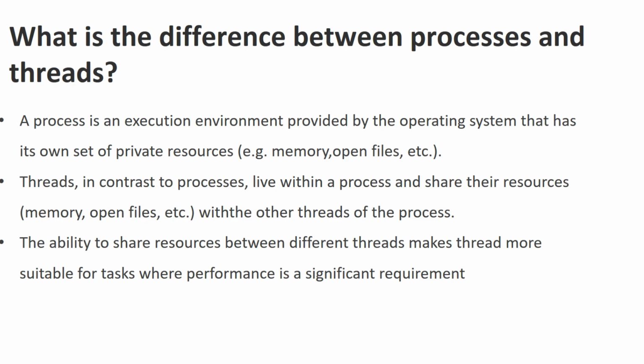So many threads could talk to each other and share resources, and that means the process itself is divided into several different threads. The ability to share resources between different threads makes threads more suitable for tasks where performance is a significant requirement. Because the threads are able to share resources, it makes them a good environment for performance. So you have to remember these points in these kinds of questions. That's the basic point here.